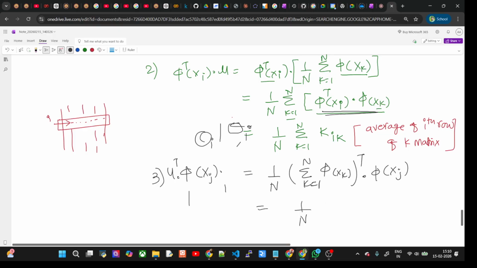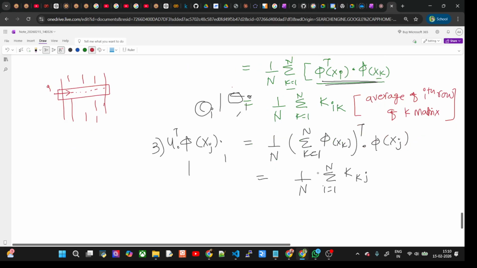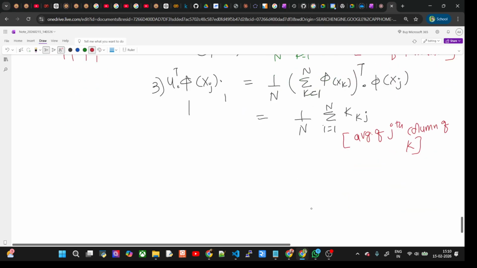In the same way this will come as K of j. This is the average of the jth column of K. This is nothing but the average of the jth column of K.